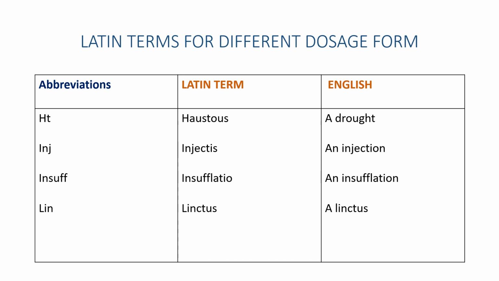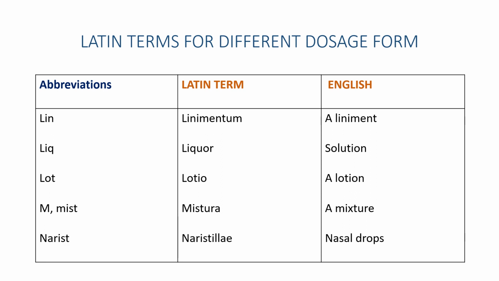Injectio. In English it is an injection and abbreviated as INJ. You have seen in many prescriptions that injection is shortly written as INJ. Insufflatio. In English it is called insufflation and abbreviated as insuff. Linctus. In Latin as well as English, linctus is called linctus and abbreviated as linct. Linimentum. In English it is called liniment and shortly abbreviated as lin.